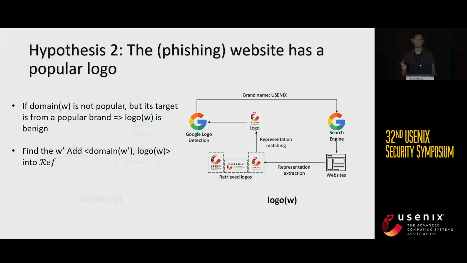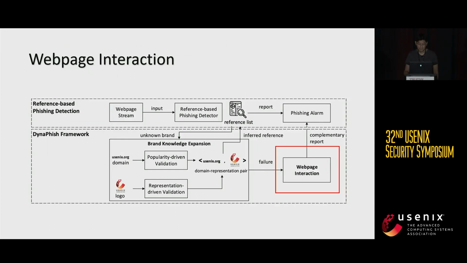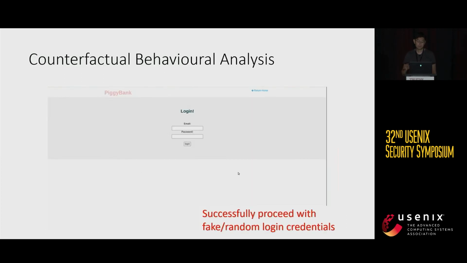For these two hypotheses, the intuition is very simple, because we just use a kind of cross-validation technique to check this information consistency. There are some corner cases, and we deal with these corner cases with our algorithms described in our paper. The second component is what we call web page interaction, and we call it counterfactual behavior analysis.